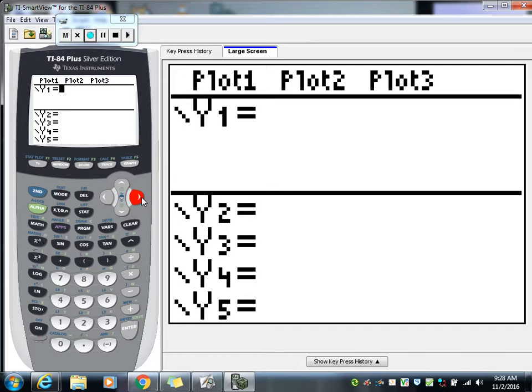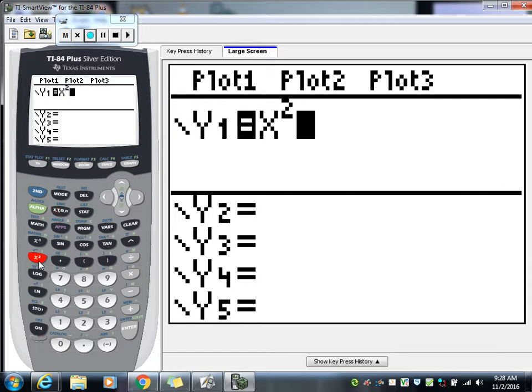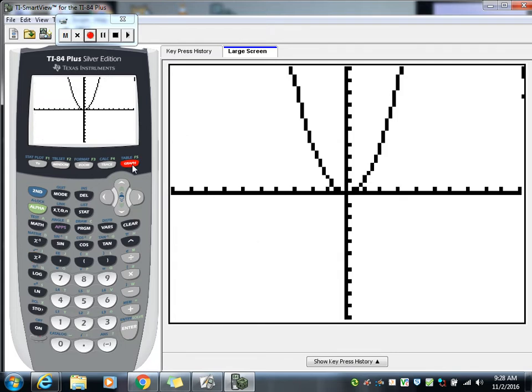So then again, we're trying to graph x squared. So we're going to type in x using our little X,T,theta,n button. And then you're going to push the x squared button. That gives us our exponent of 2. So we got our function x squared in there. So we'll take a look at our graph. And this forms a U-shaped curve, as we call it.